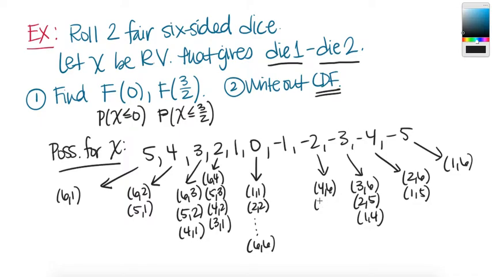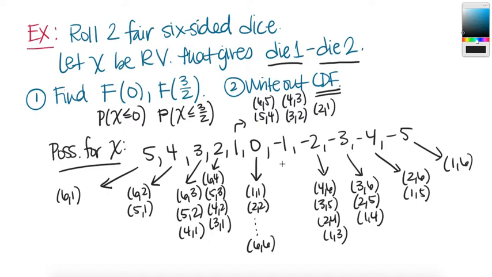For 1, we have 6,5, 5,4, 4,3, 3,2, 2,1, and then we have them flipped around here: 1,2, 2,3, 3,4, 4,5, 5,6. So we just mapped out all of the possibilities for this random variable x. That is a lot of information.